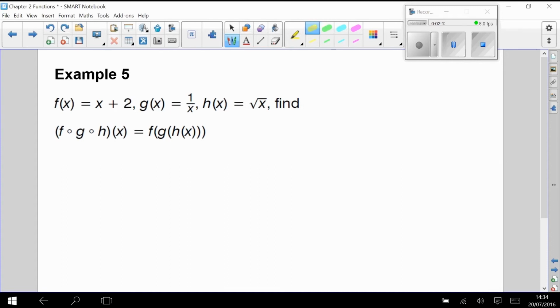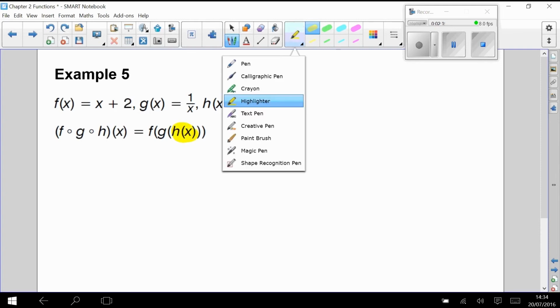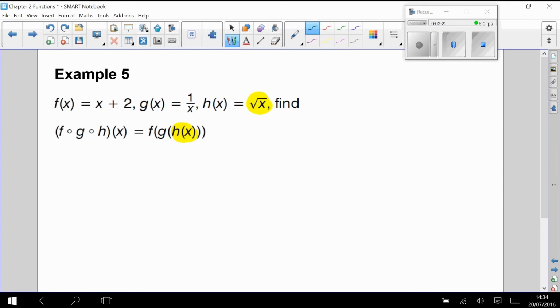The first function that I'm going to look at is h of x. And so if h of x is going to be the root of x, my first step must be to say, well, the answer is then going to be f of g, and h of x is going to be the root of x. Now what I need to do is find g of x. And in the place of x on g of x, I'm going to replace it with the root of x. So the root of x must go over here. In other words, I'm now going to have f, and g of the root of x is going to be 1 over the root of x.